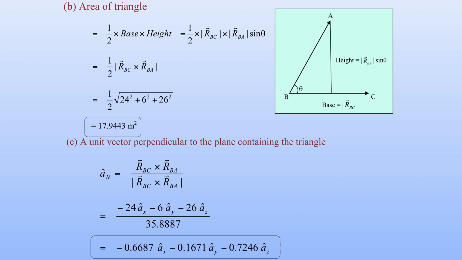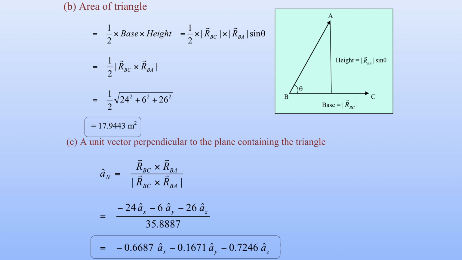Next we move on to calculate a unit vector perpendicular to the plane containing the triangle. So as I told you, the unit vector perpendicular to the plane containing triangle can be obtained as a vector along the cross product or vector product result of vector RBC and vector RBA. So this vector RBC and vector RBA, we substitute the cross product as obtained in part A and divide by its magnitude, we obtain a unit vector A cap n to be minus 0.6687 AX cap minus 0.1671 AY cap minus 0.7246 AZ cap.